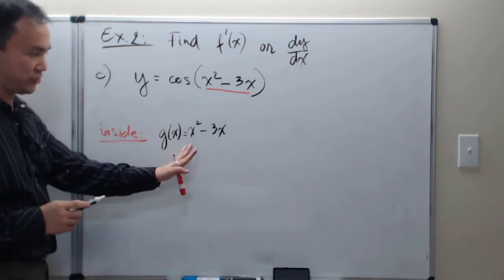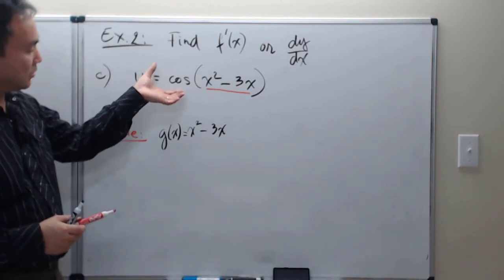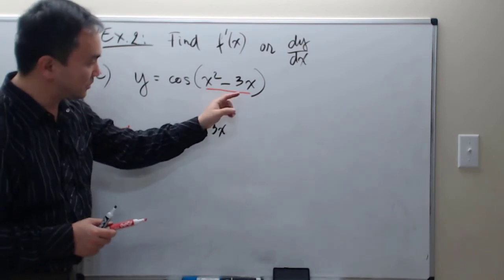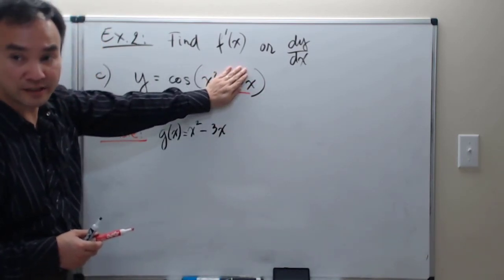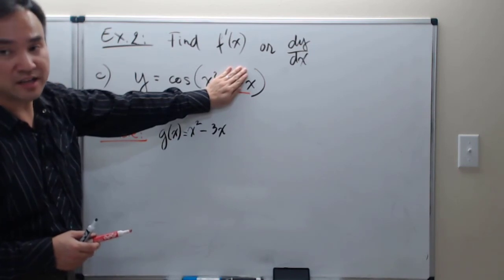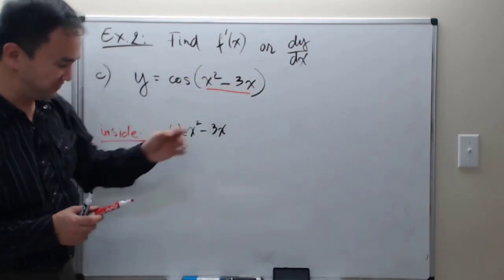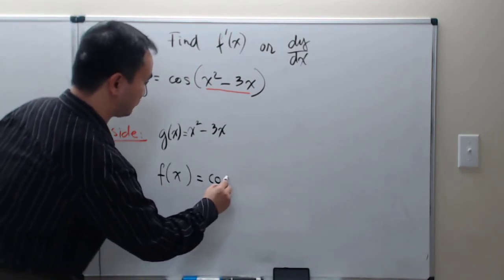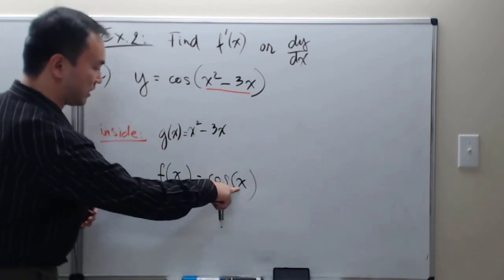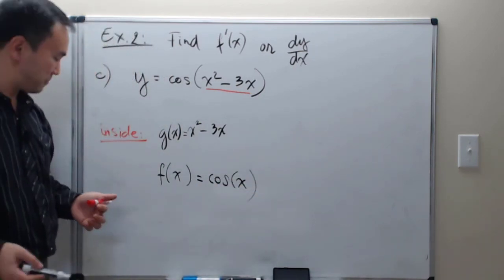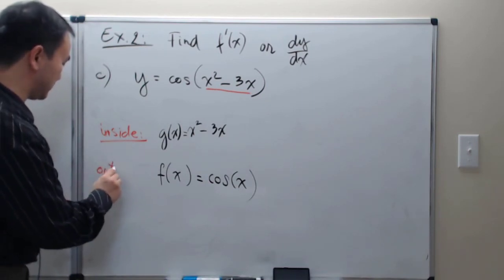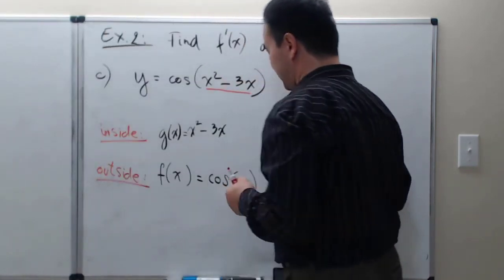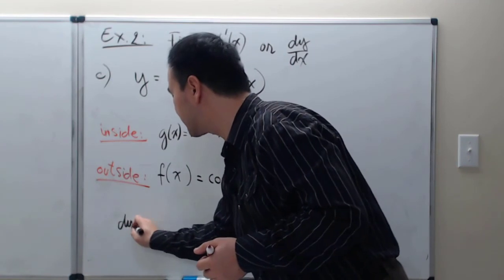All right, and once I have chosen that, think about the whole thing, which reads cosine of x squared minus 3x. If I'm hiding away that inside that I already substituted, then it's cosine of something. So that means f of x here, the outside, is a cosine of x function, cosine of some x expression. So this is the outside.